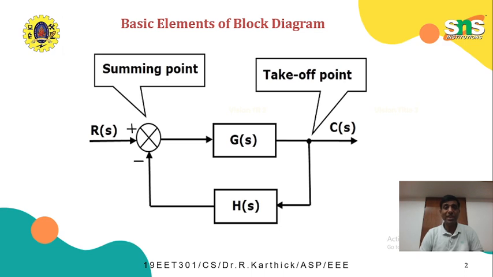The simple elements of a block diagram are shown in the diagram. Here you can see R(S) is the input of the system, C(S) is the output of the system, and G(S) is the plant transfer function. Here it is a closed loop system, so we have H(S) as the feedback transfer function. Here you have a summing point, which adds up two signals, and a takeoff point, where the same signal is fed back into the circuit to some other point. This forms the basic elements of the block diagram.